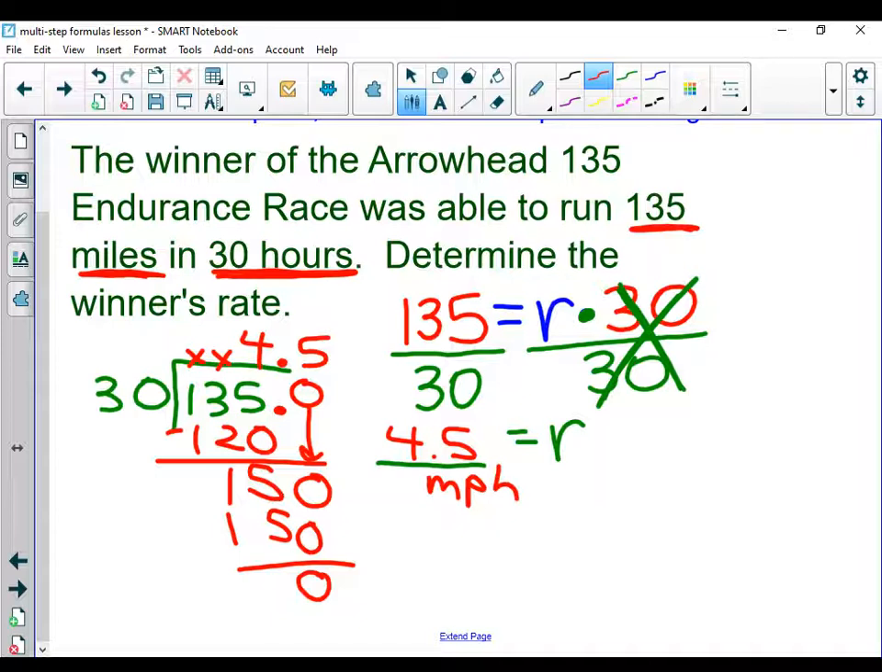Has anybody gone on a treadmill before? Yeah. 4.5 for me is not quite running, but it's a really fast walk. So you'd have to go 4.5 miles per hour on your treadmill for 30 hours, and eventually you'd get 135 miles. Great. Oh, now that it's like 1 hour equals 4.5, would we divide again?